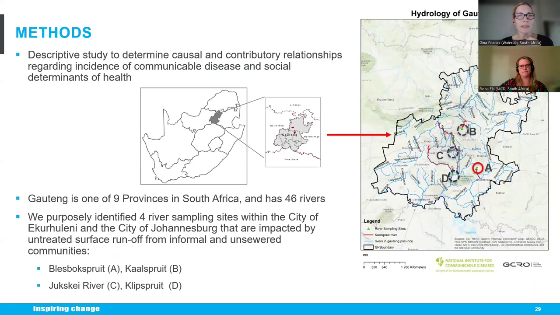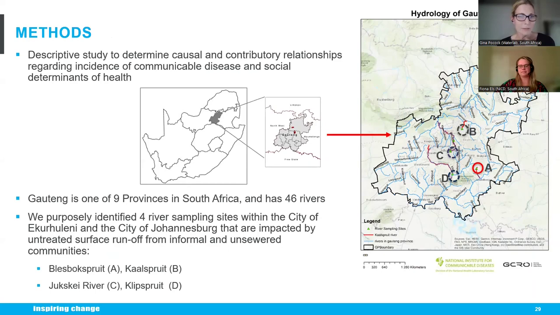So in terms of our methodology, we aim to look at more of a descriptive study here to determine the causal and contributory relationships regarding the incidence of communicable disease and social determinants of health. As I mentioned, we focus our study on Gauteng. It's the most densely populated province of South Africa. It's also the smallest. And it has many rivers, 46 rivers.